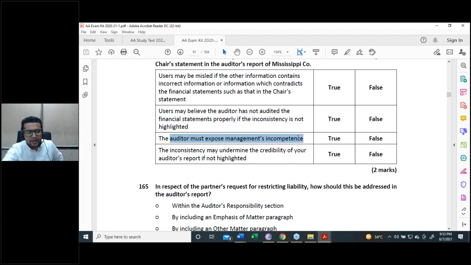The auditor must expose management incompetence. Is this true or false? False. Well done. The inconsistency may undermine the credibility of the audit report if not highlighted. Absolutely true. If I'm not going to highlight it, people are going to doubt the credibility of my audit report. So I need to highlight it. I'm not saying I need to modify the opinion. I just need to highlight it.